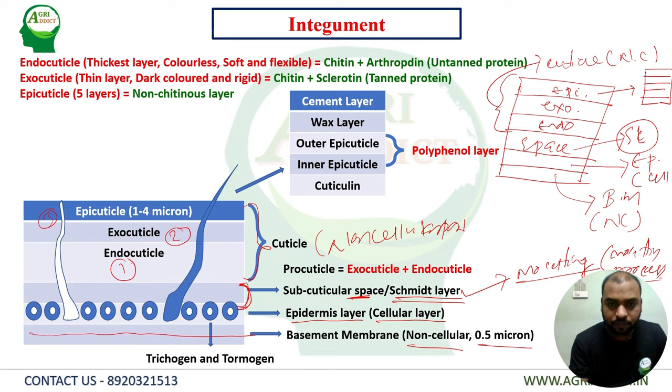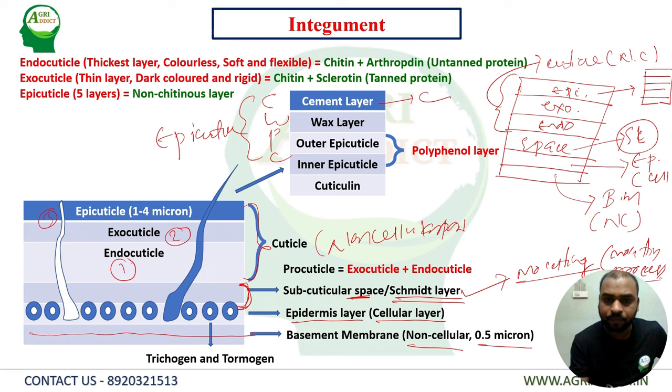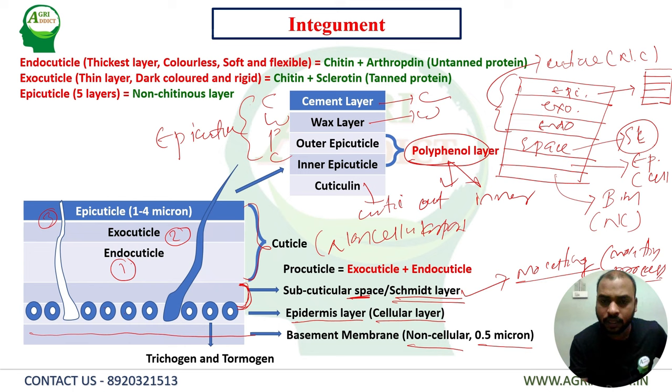Remember one formula, CWPC. For remembering, I am telling you the trick CWPC, from up to down. These are the parts of the epicuticle. First is the cement layer. Second is the wax layer. Then the polyphenol layer, which consists of two parts: the outer epicuticle and the inner epicuticle. And the lowest one is cuticulin. So CWPC, you just remember.